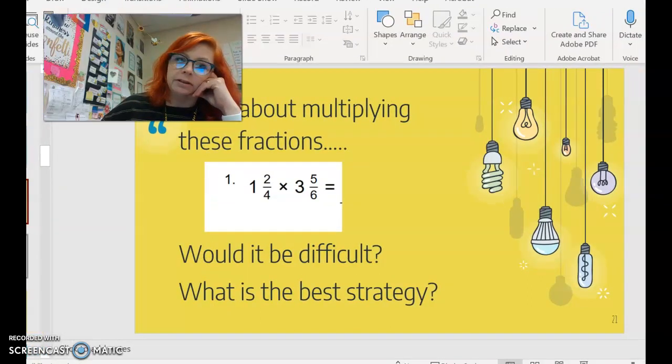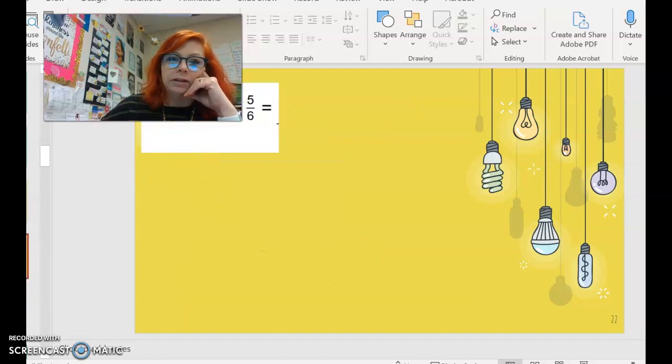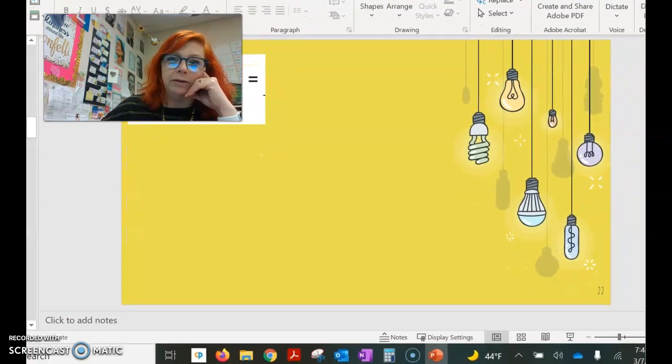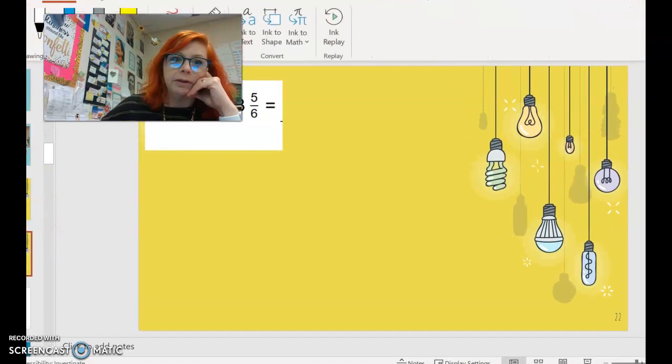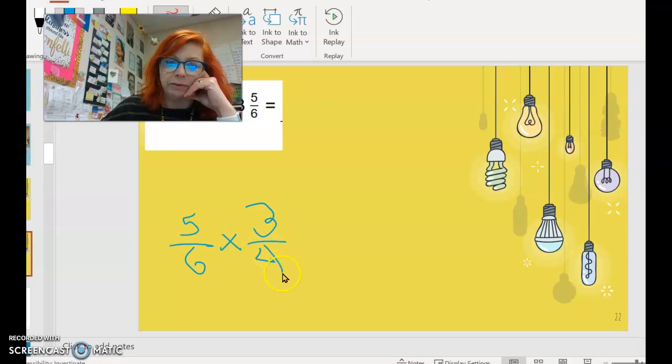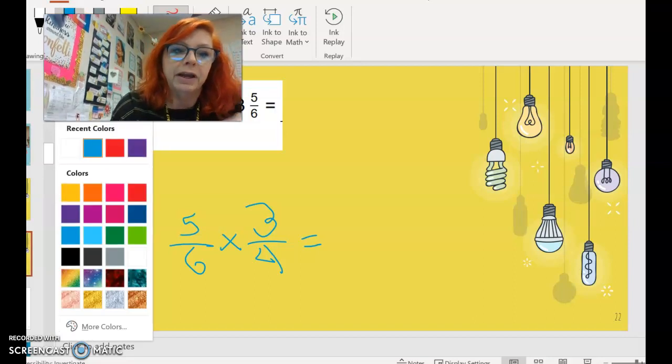Well, let's think about this for a second. So let's just leave that problem for one moment and think about if we were multiplying 5/6 times 3/4. Okay, so let's start with something easy before we look at how to do the difficult ones. 5/6 and 3/4. So how would I do this?